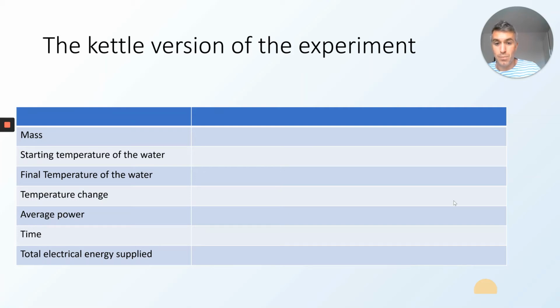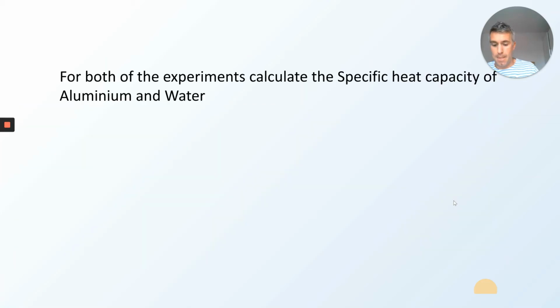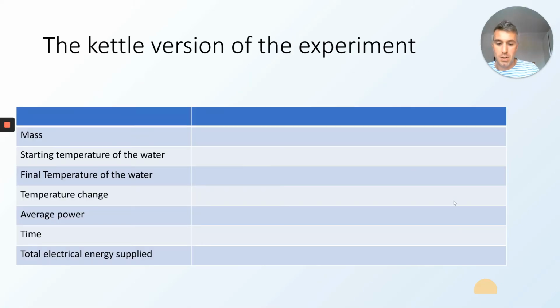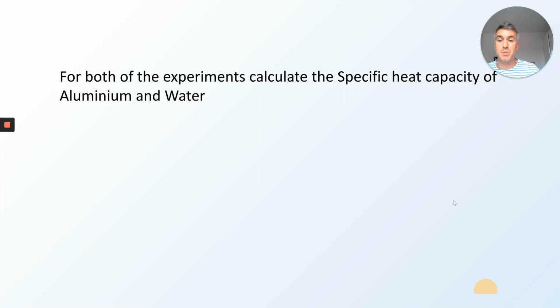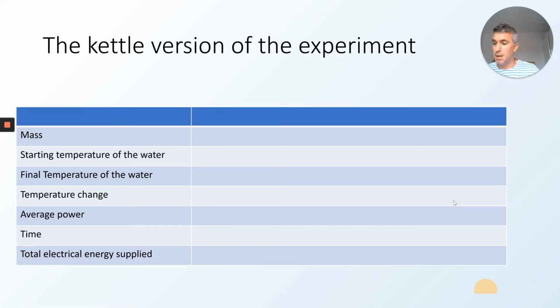So now you've worked this out. What I'm going to do is show you the video. Once you've done that, calculate the specific heat capacity for water and for aluminium. So you'll have to fill in the information from the video into the table. And the last thing will be for you to calculate the specific heat capacity of water from the experimental results.